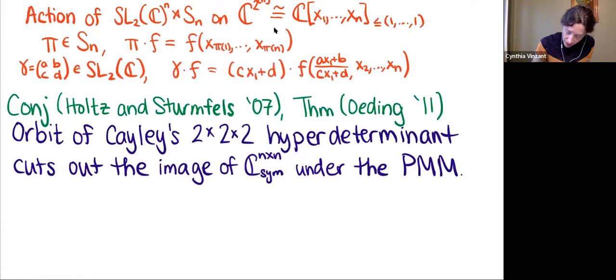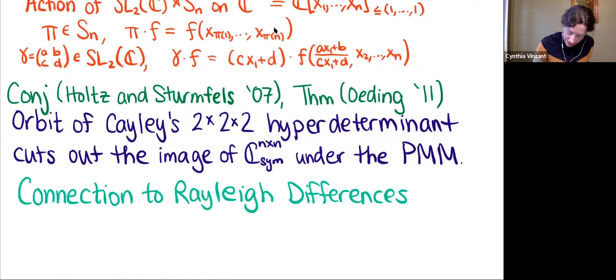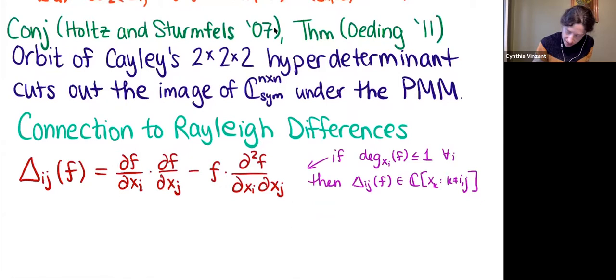And so what I want to do is talk about how one can understand this using determinantal polynomials as well. To make this connection, I need a little bit more notation. I need to define something called the Rayleigh difference of a polynomial, which is the following. For any i and j in 1 through n, this is going to be an operator that eats a polynomial and sends it to the following. I'm going to take the derivative of f with respect to the ith variable, multiply it by the derivative of f with respect to the jth variable, and subtract off f times the derivative of f with respect to both variables.